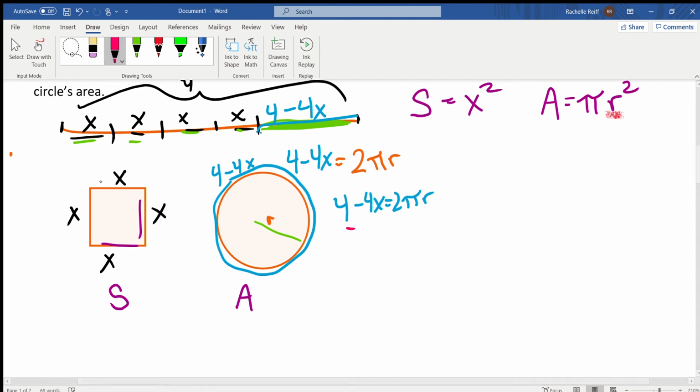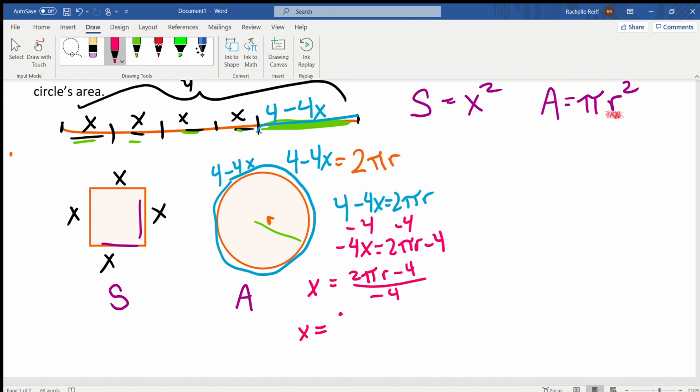What should I do? Let's subtract 4 from both sides. I'm going to get negative 4x, right? I'm just solving for x right now. That is all that I am doing. And then if I divide by negative 4, I get x is equal to 2 pi r minus 4 over negative 4. And I'm going to rewrite this a little, just simplify it, right? This means the whole thing divided by negative 4.